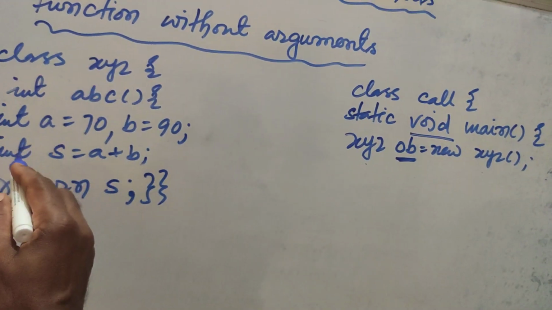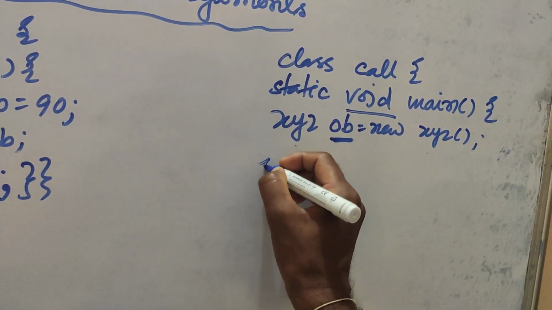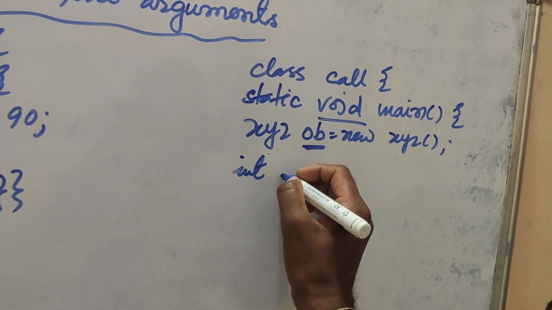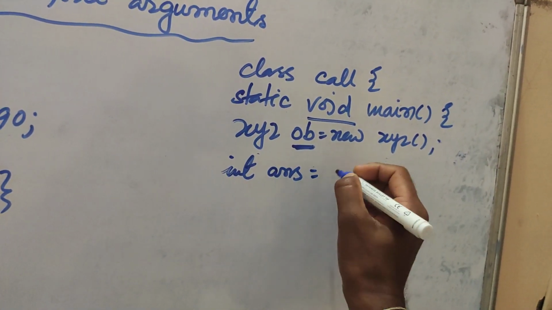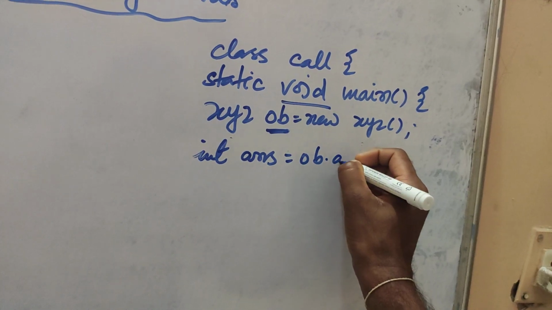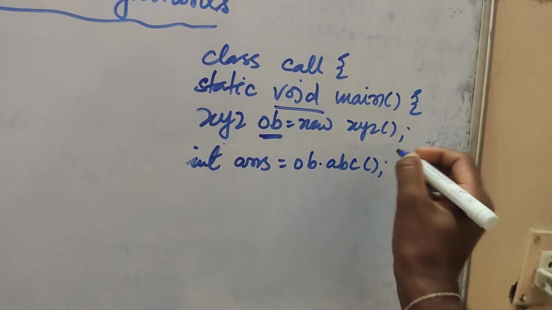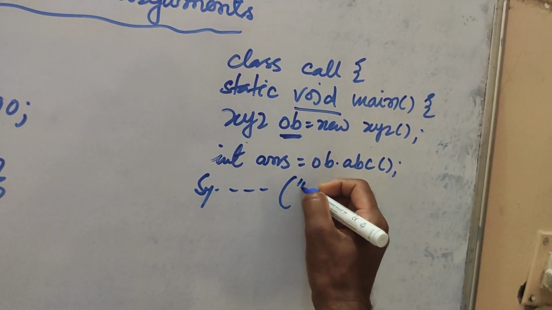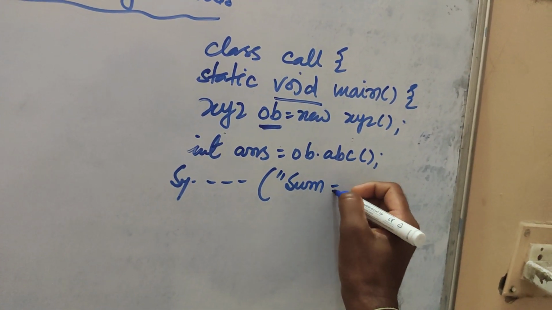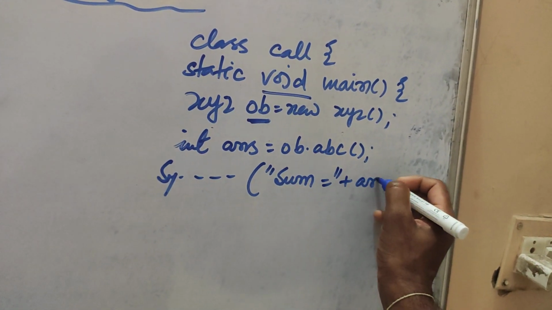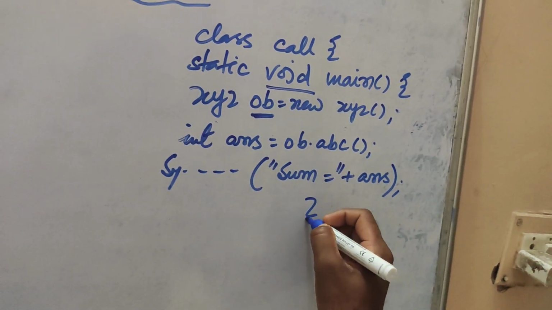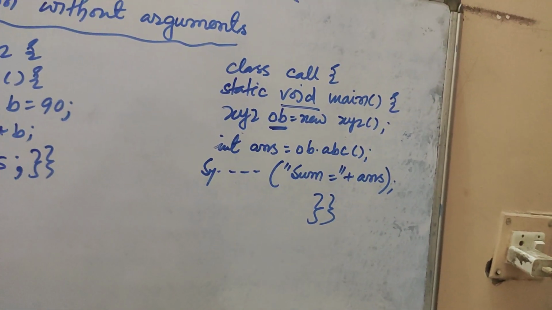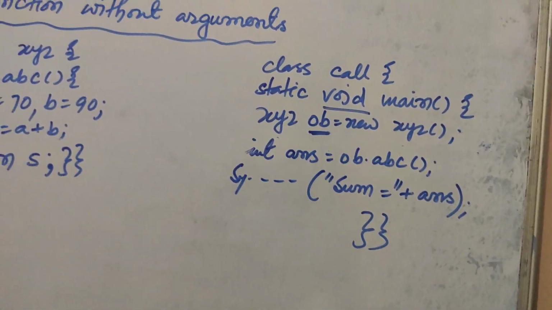One more process: you can take one variable. So what type of variable is this? Int. I am taking int here. Suppose answer = ob.abc(); then after that System.out.println("sum = " + answer). Right, so this is also a process.